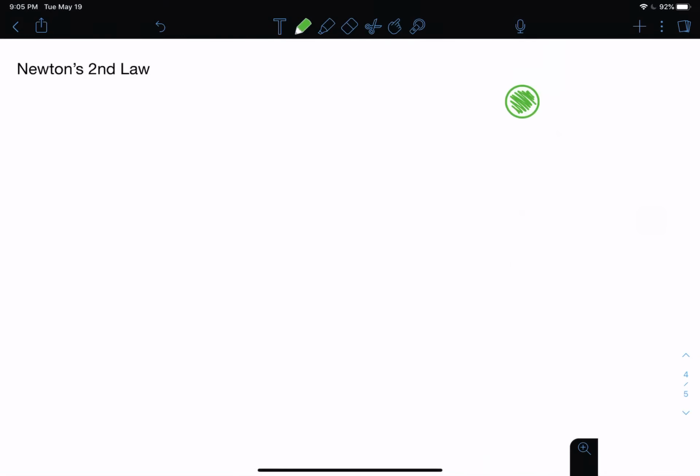Let's talk about Newton's second law. Now, Newton's second law is often written like this, where the net force is equal to the mass of an object times the acceleration. So this is saying that the net force on an object is equal to the product of the object's mass and its acceleration. And of course, acceleration is a vector. This is a vector equation, so of course we would write it like this.